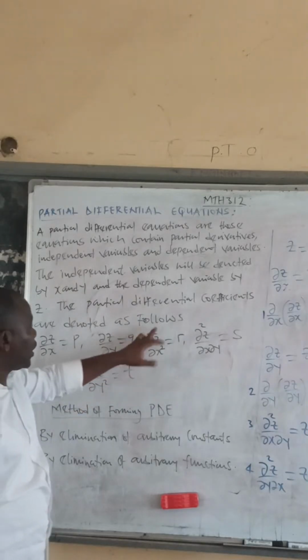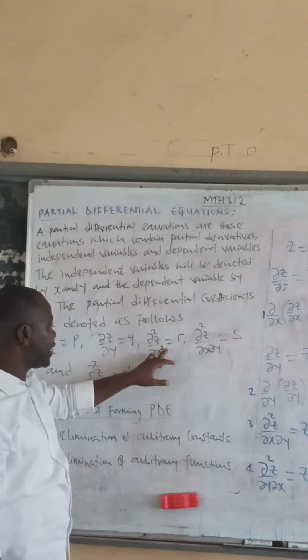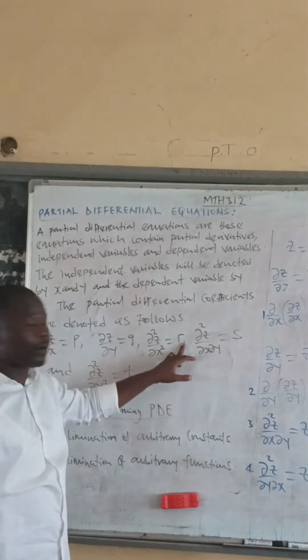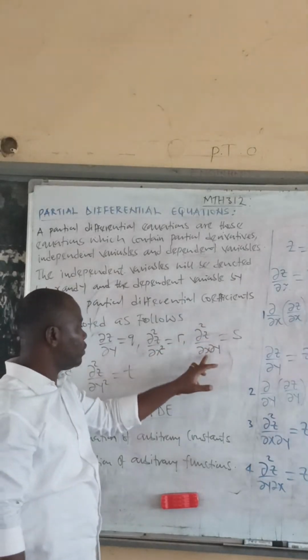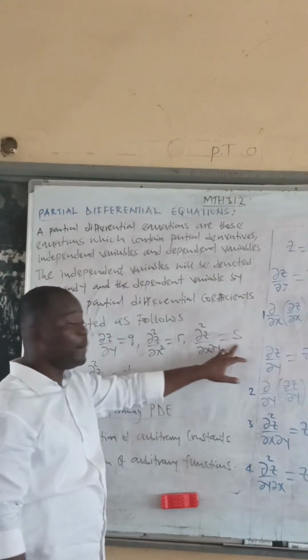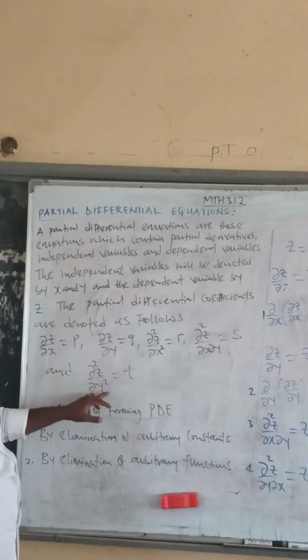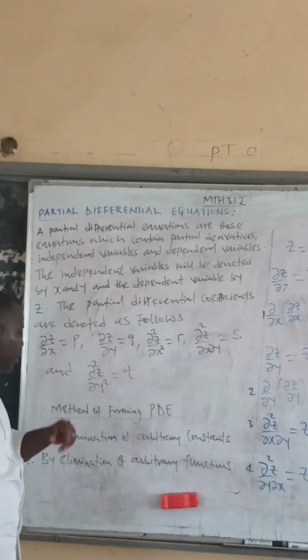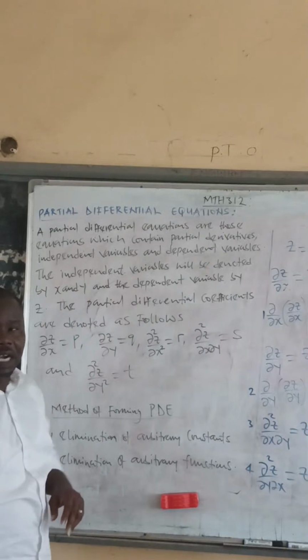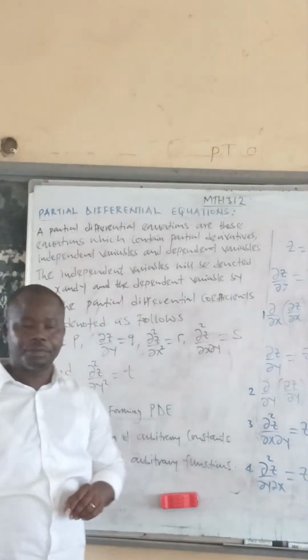Q. Partial square z over partial x square means r. Partial square z over partial x partial y means s. And partial square z over partial y square means t. Take note. But how can we form PDEs?